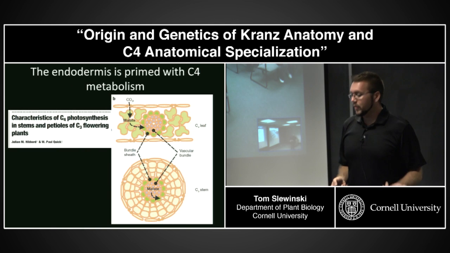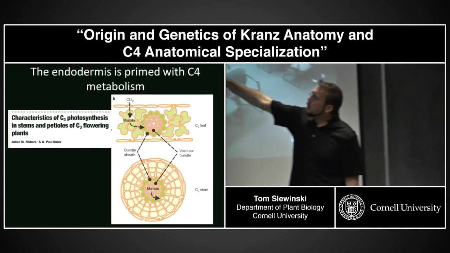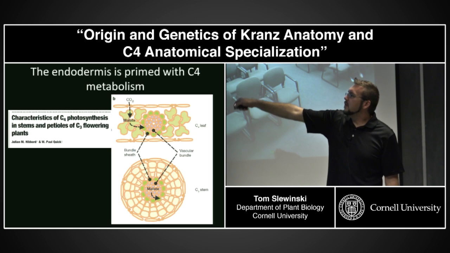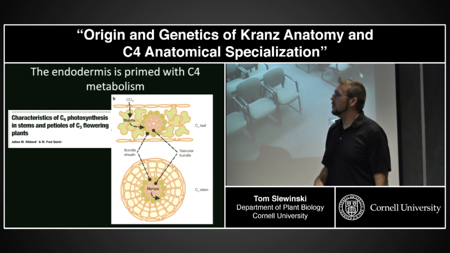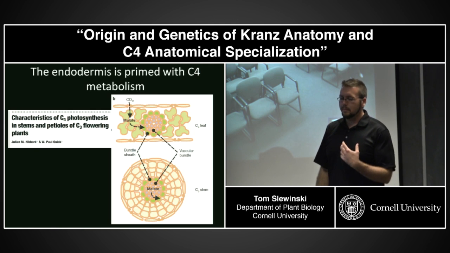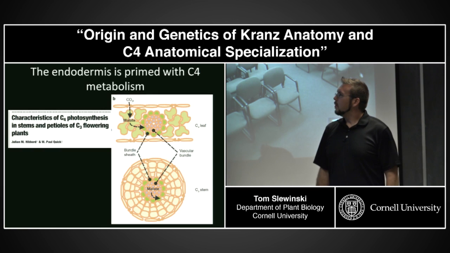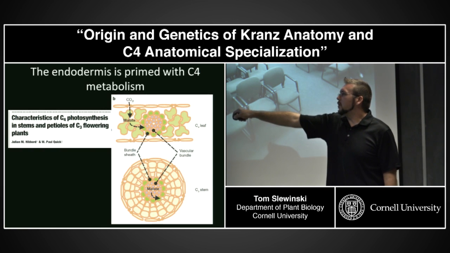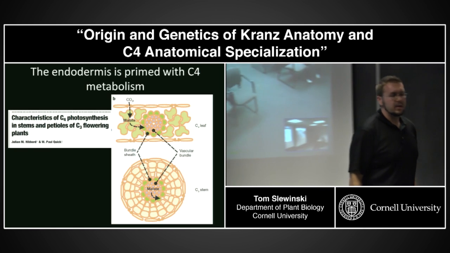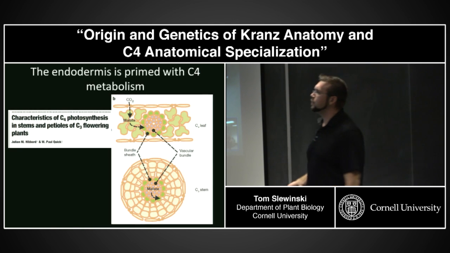So the next big thing with this hypothesis is that the endodermis is actually primed with C4 metabolism. This is a paper from 2002 in Nature from Hibberd and Quick, showing that all the metabolism needed for C4 is present in the stems and petioles. Well, what's in a stem and petiole but the endodermis, parenchyma cells, and an outer layer of photosynthetic cells? So if it's already inherent in this tissue, maybe that's what's giving rise to this C4 metabolic shuffling.